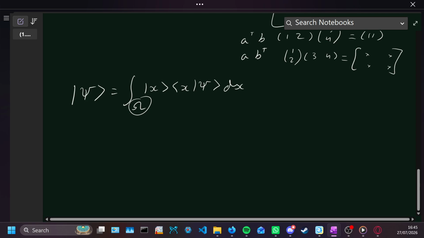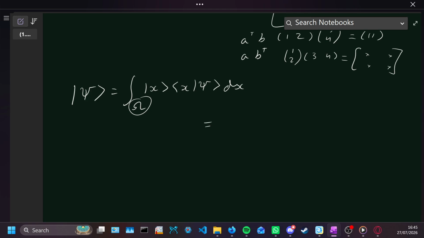And so similarly, I can write one of these completeness relationships. So I is equal to the integral of this outer product of x's.